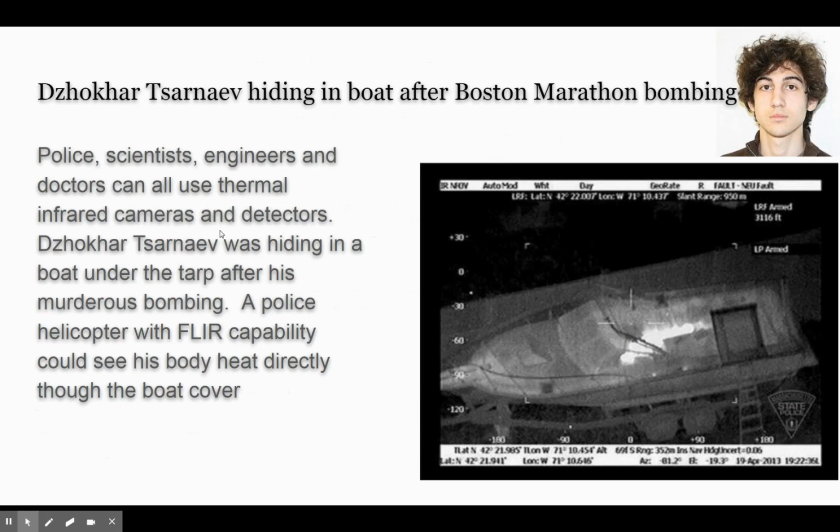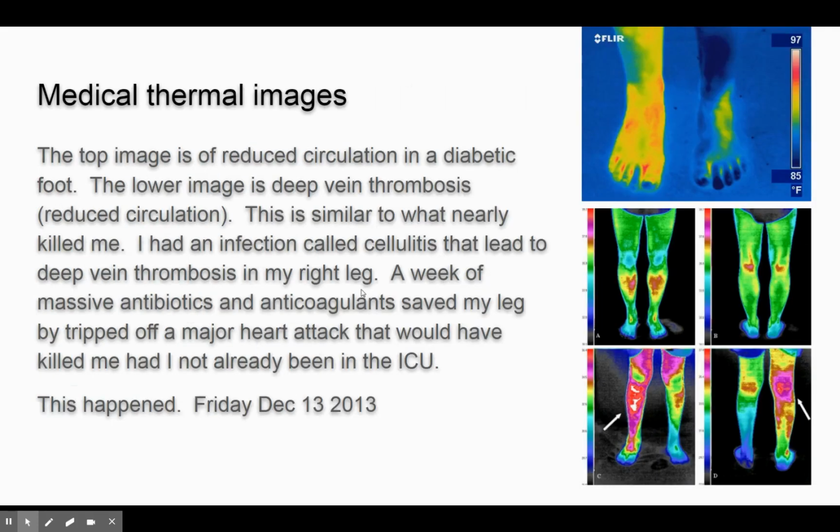Dzhokhar Tsarnaev was the brother of the Boston bombers that killed innocent people a number of years ago, and he was injured and took to hiding under a boat, and a police helicopter easily looked right through the boat at his body heat. And there's video online, you can see him moving around. So what's invisible to us, the camera can pick up.